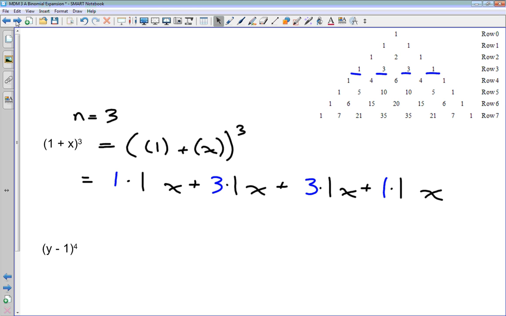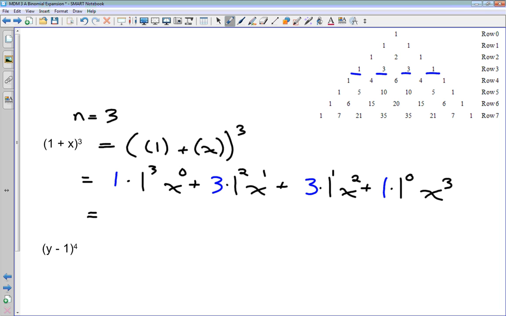What do we do with our exponents? Well, let's see. We need all of them to add up to 3 on each one of these. So I'm going to start with a 3 and a 0. Then the 3 is the exponent on that 1, 0 is the exponent on the x. Then I'm going to go to a 2 and a 1. Then a 1 and a 2. And then finally a 0 and a 3. So I'm putting an exponent on the 1 and an exponent on the x every time.